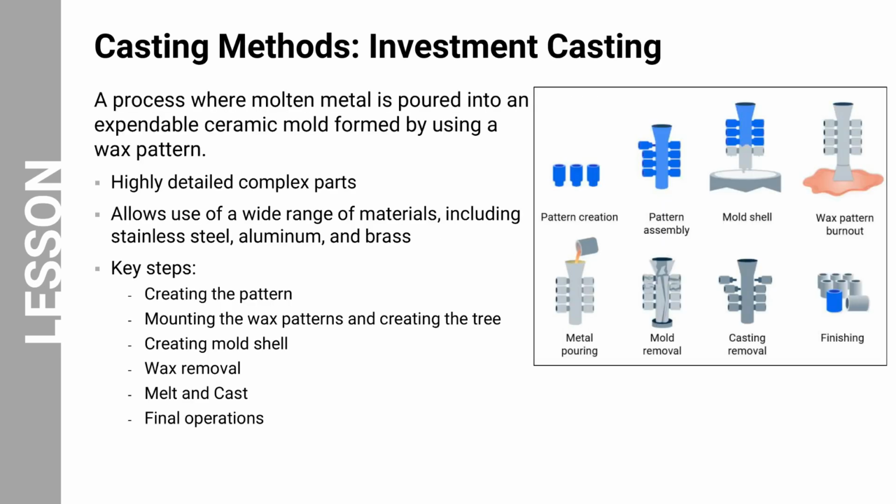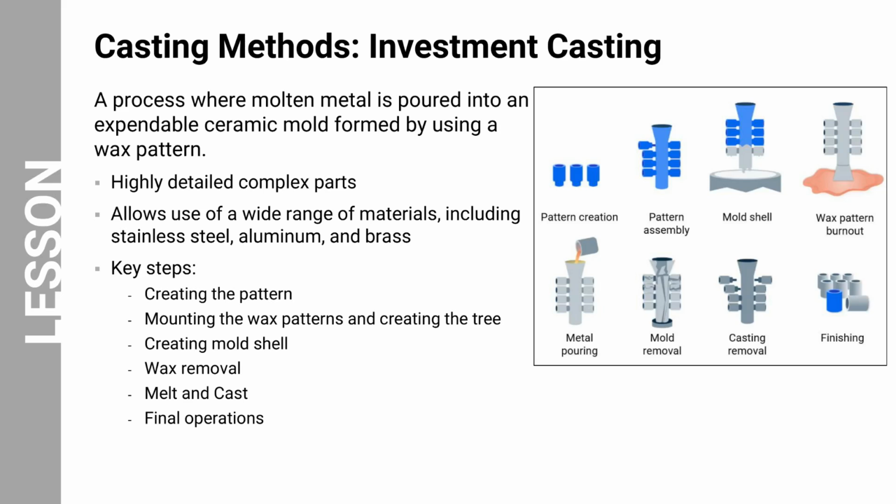The third method, investment casting, is a process where molten metal is poured into an expendable ceramic mold formed by using a wax pattern. This sophisticated manufacturing method is capable of producing highly detailed complex parts with exceptional accuracy, though it comes at a higher cost compared to other casting methods. The process is versatile and allows for the use of a wide range of materials, including stainless steel, aluminum, and brass. The manufacturing process follows several key steps.